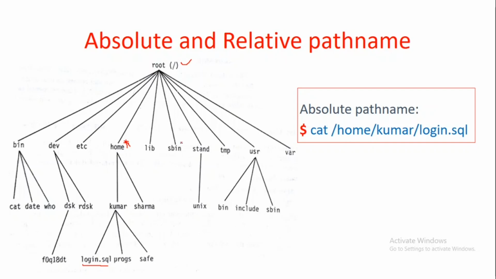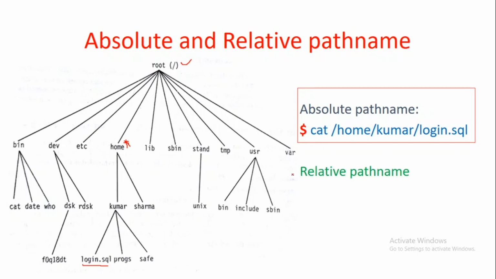One important point to be remembered: whenever I refer to a path name in an absolute manner, it is not necessary to be present in the home directory itself. For example, being in bin or in any one of these directories, it is possible to refer to login.sql by giving the path name in this way, that is from the root.